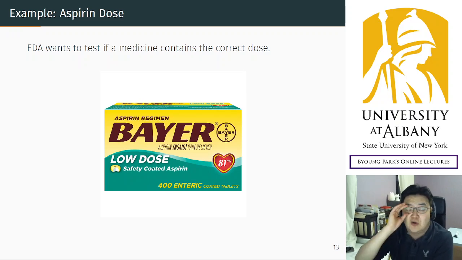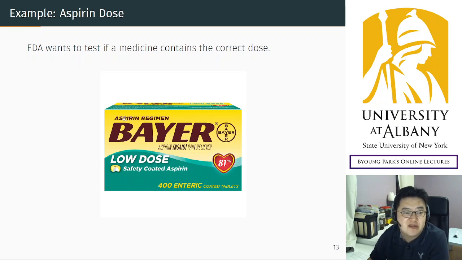Okay, now we are going to consider an example to see how we can calculate error probabilities. So first, let's think about Bayer aspirin. The smallest dose of over-the-counter aspirin is 81 milligram, to my knowledge. Anyhow, it does not matter in our example.